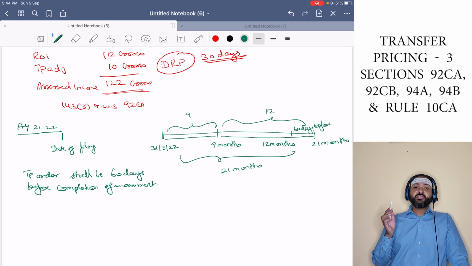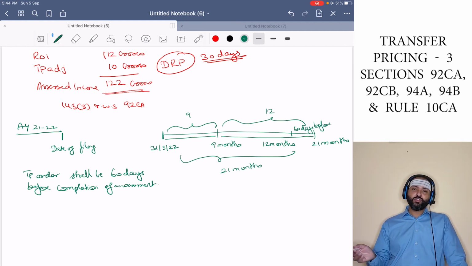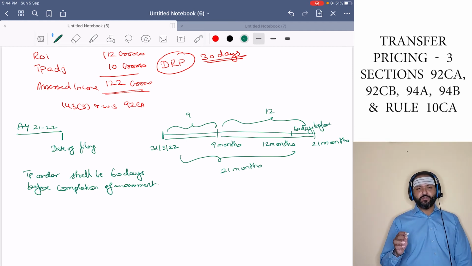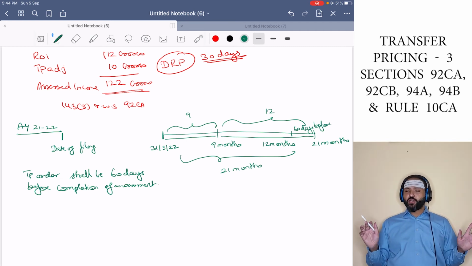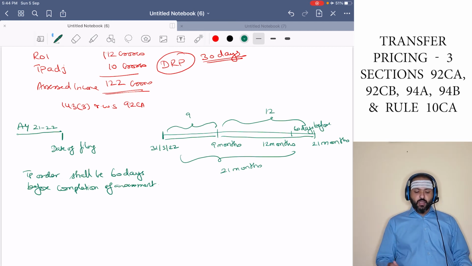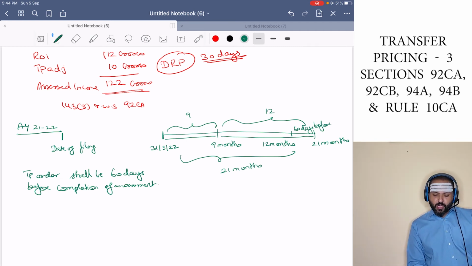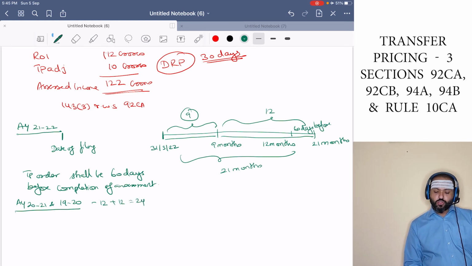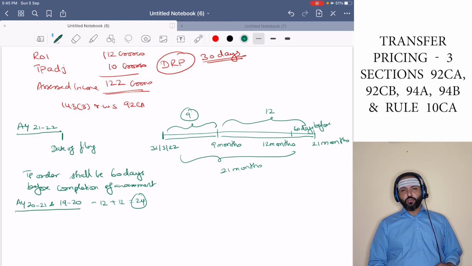So when should he give back? 60 days before the 21st month, the transfer pricing officer will have to send the report to the assessing officer and the assessee, showing this is the order and these are the adjustments to be made. Now, if it is going to be for assessment year 2021 and 1920, these two assessment years, this time period of 9 will be 12. Therefore, plus another 12, 24 months used to be the additional time period that they used to get.